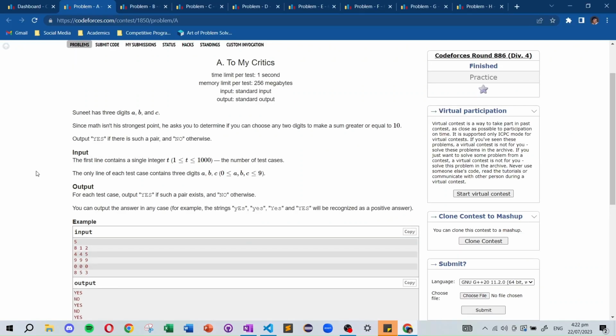So the first solution, and what I did, was I stored the three digits in an array, sorted them, and then checked if the last two digits have a sum greater than or equal to 10. If they do, then the answer is yes. If they don't, no, because those two digits will produce the highest possible sum of any two digits. So if the highest possible sum is not greater than or equal to 10, then any other sum will not be greater than or equal to 10.